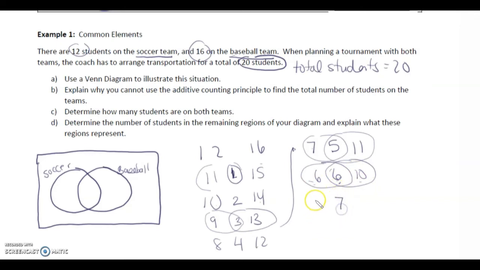What about 7 students? This would be 5, 7, and 9. It's 21. So then we would pattern down to the 8. 8 and 4 would be on the soccer team, which is 12, and then 8 and 8 would be on the baseball team. So that's what we would get.